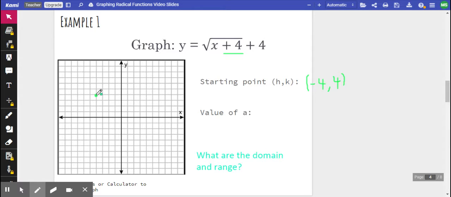So I have my point plotted, and my A value in this particular problem is just a 1. So the value of A is 1. And that means that I'm going to have my first point be over 1 and up 1. And I can draw my graph through those points and get a rough picture of what that square root graph would look like.